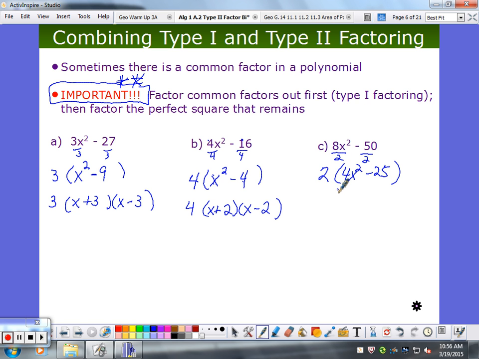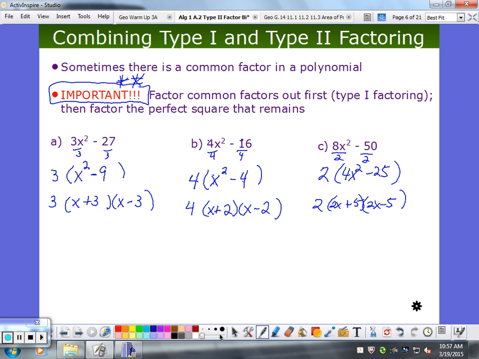Why is there a bell ringing in my head? Do I have a perfect square minus a perfect square? I do. Isn't this a perfect square? What's the square root of 4x squared? 2x. What about 25? 5. Look at that. How awesome is that? Awesome!